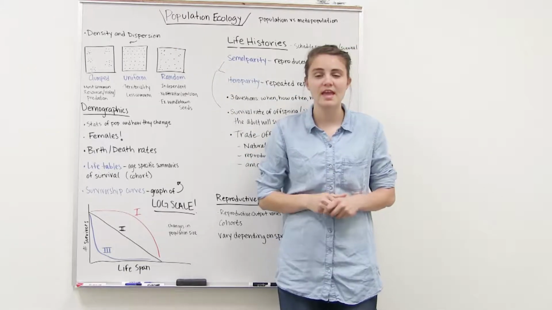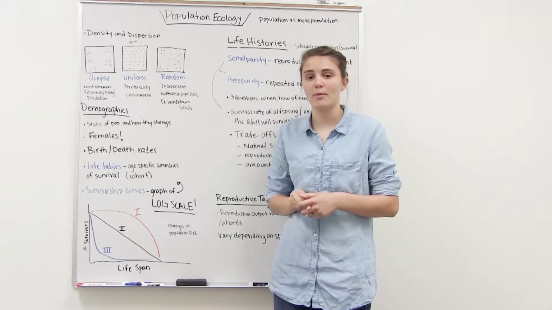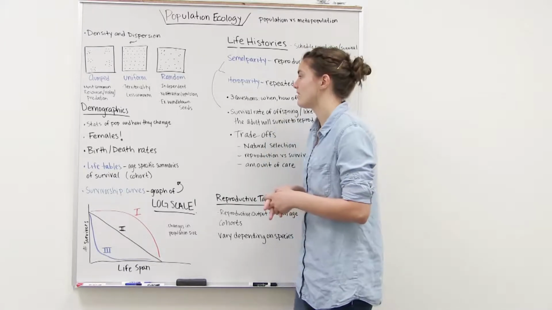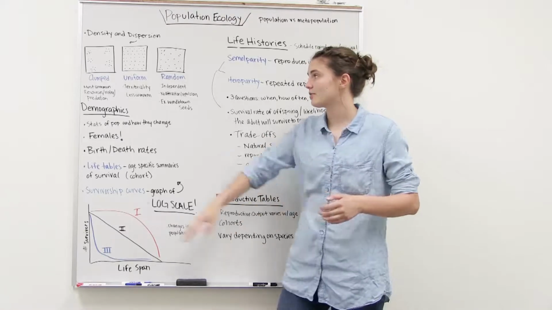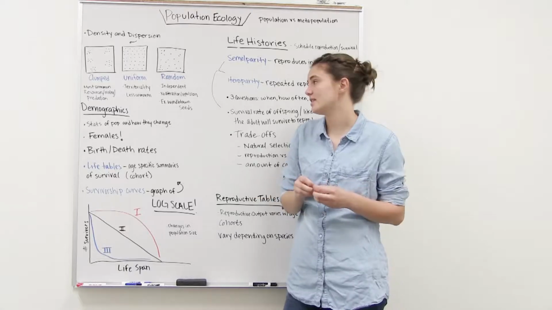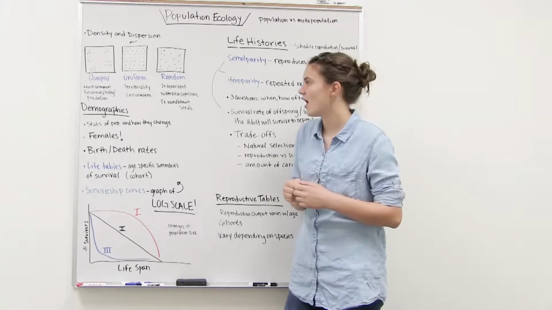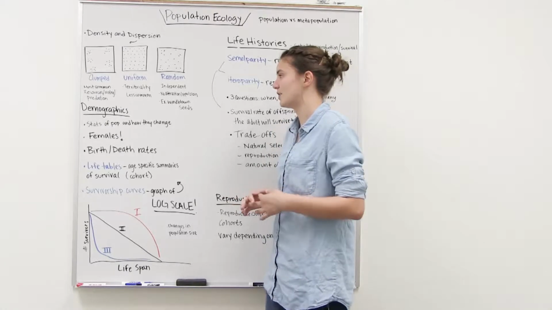So dispersion is just the pattern in which the individuals of the population are spread out within their area. And so there's kind of three main patterns that we look at. The first is clumped. So in this type of pattern, we have individuals that are clumped together, and it's the most common dispersion pattern that we see.